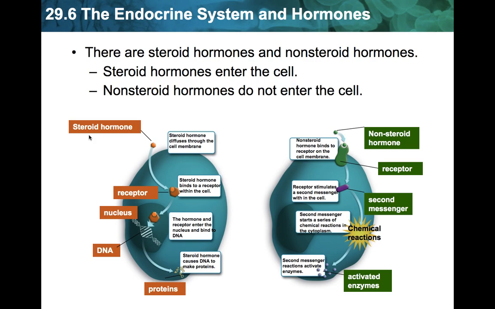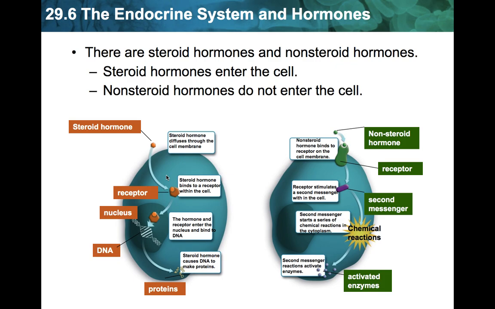So what's going on here? Well, the steroid hormone diffuses through the cell membrane. Remember, we talked about diffusion. It's traveling through the cell membrane. The steroid hormone binds to a receptor within the cell. So in this one, the receptor is inside the cell, and the steroid hormone can travel inside of the cell.